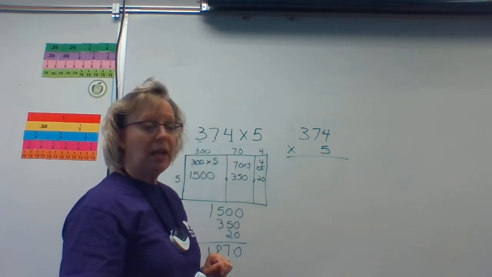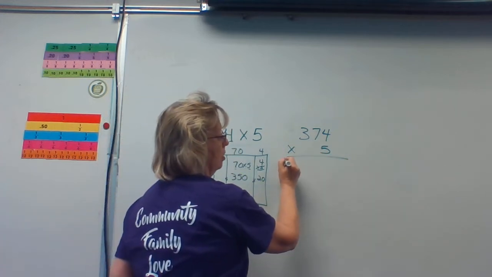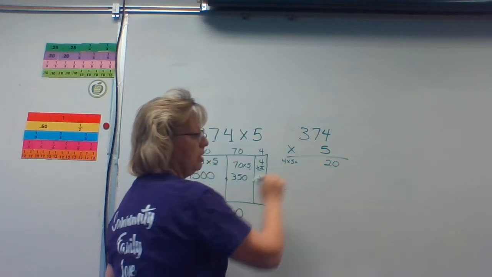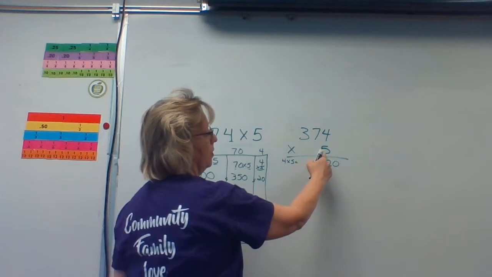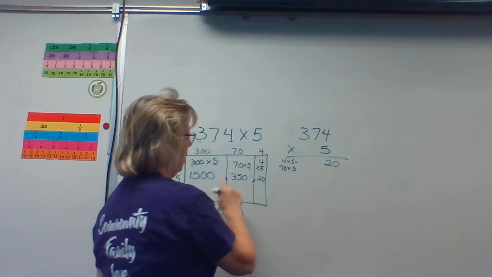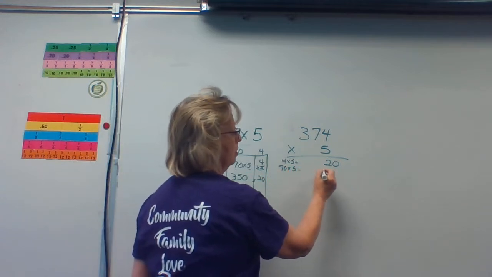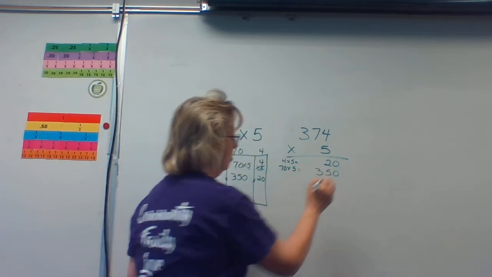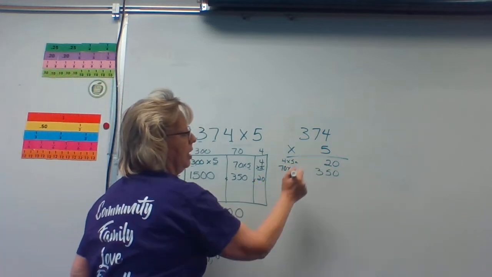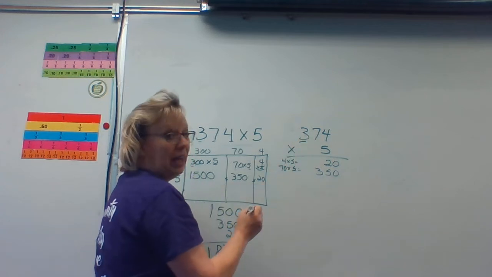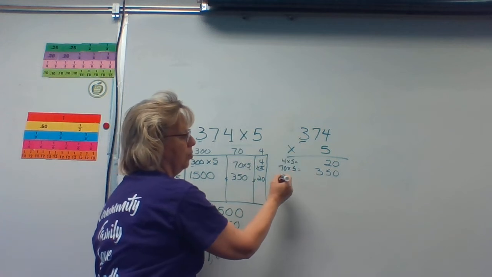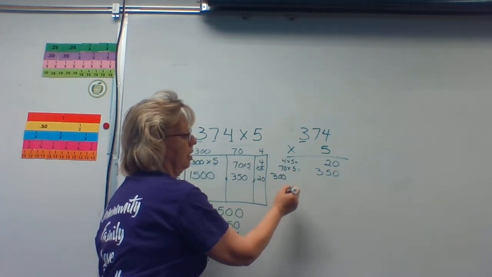With my numbers only strategy, I could try 4 times 5, which is 20. I want to make sure I give myself enough room for some bigger numbers in there. Then I'm going to multiply 70 times 5, which was my equation right here. And then my last equation, remember this has to be 300. That's the hard part about this numbers only is sometimes we forget that that 3 is really 300.